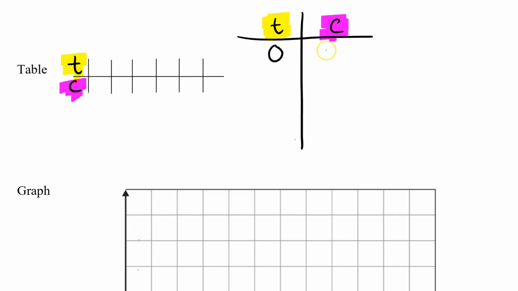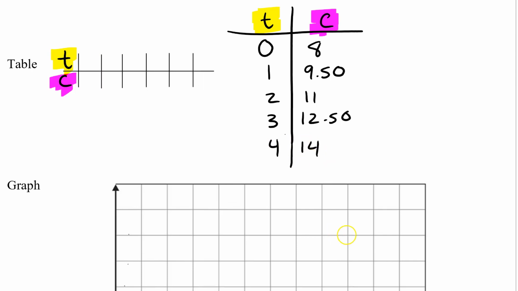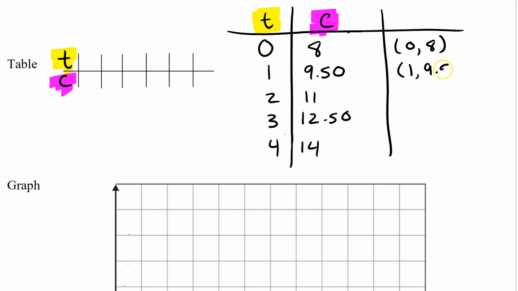And if I have 0 toppings, I know that my cost is going to be $8. If I have 1 topping, it's going to be $9.50. If I have 2 toppings, it's going to be $11. If I have 3 toppings, it's going to be $12.50. And if I have 4 toppings, it is going to be $14. So if I were to create ordered pairs out of these, I would say (0, 8), (1, 9.50), (2, 11), (3, 12.50), (4, 14).